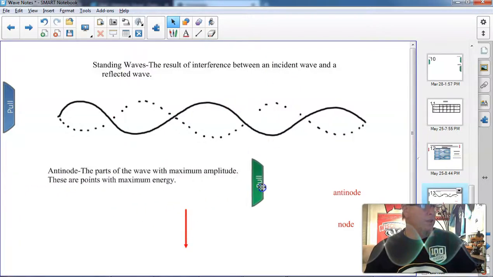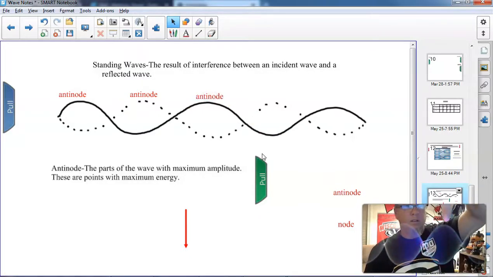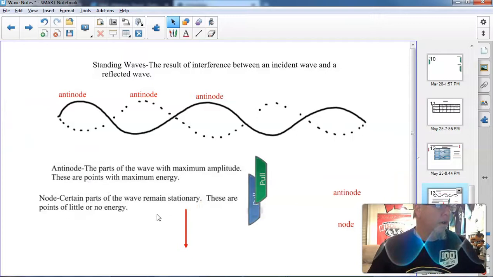So we have names for those. A place where there's maximum amplitude constructive interference is called an antinode. So this is an antinode. This is an antinode. This is an antinode. In my picture right here, this is an antinode. This is an antinode. This is an antinode. And then we also have this area where a node is where there is 100% destructive interference. So this is a node. This is a node. And this is a node.